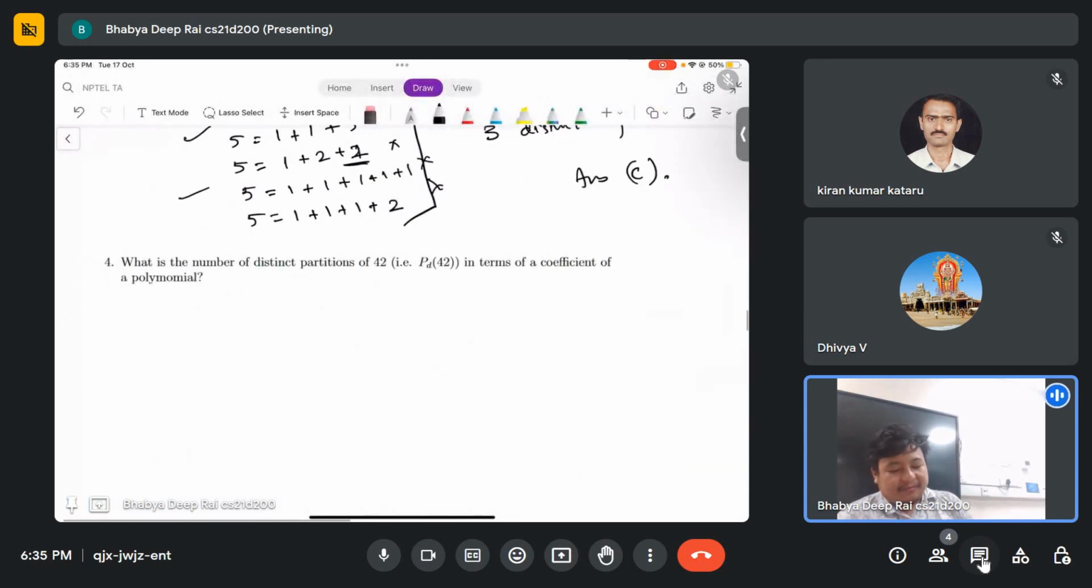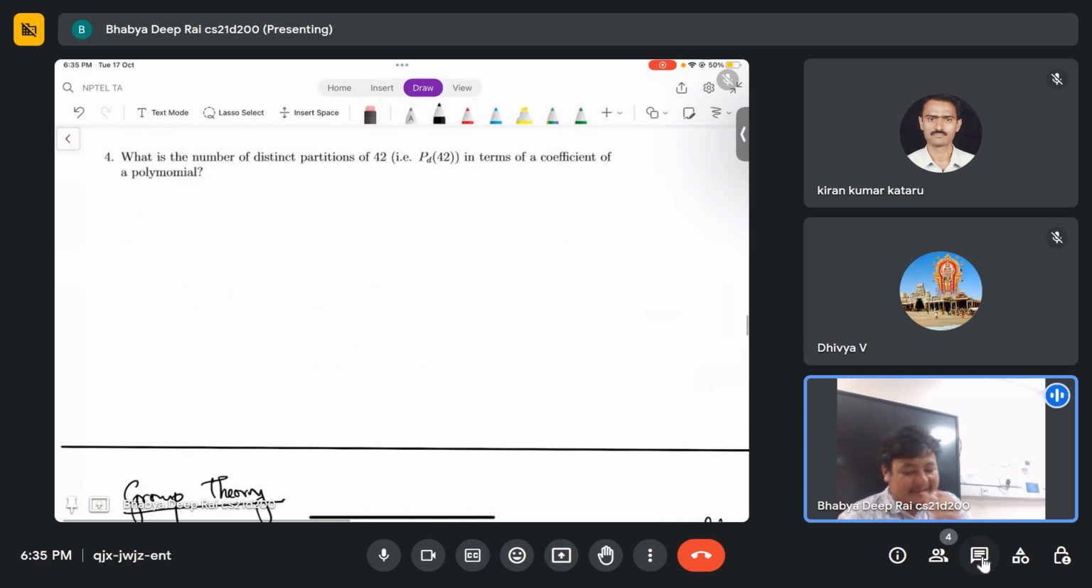So yeah, let's continue. The question says, what is the number of distinct partitions of 42 in terms of a coefficient of a polynomial? So you might have seen it in the lectures, right? But even if you don't recall, it's fine. It happens that you can represent the number of partitions or number of distinct partitions and so on in terms of a coefficient of a polynomial, which means that you can find a generating function for it, in other words.